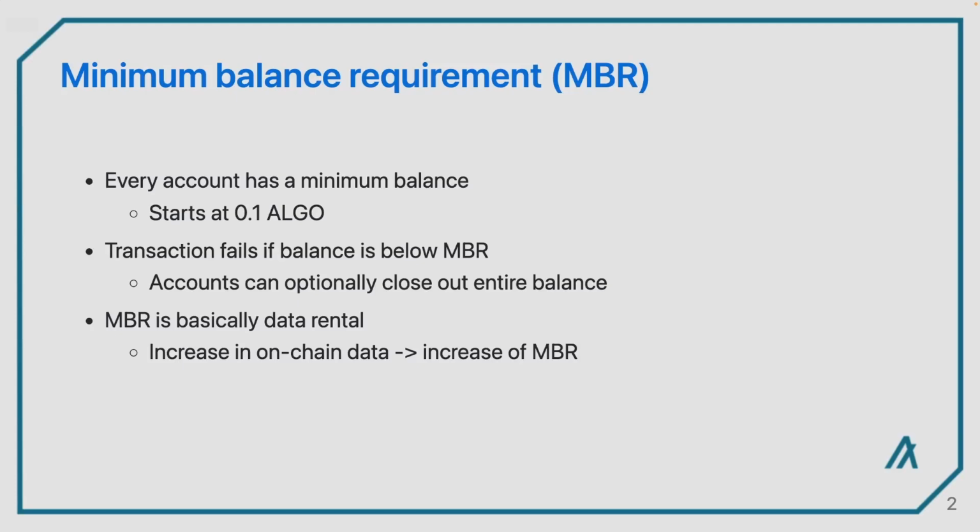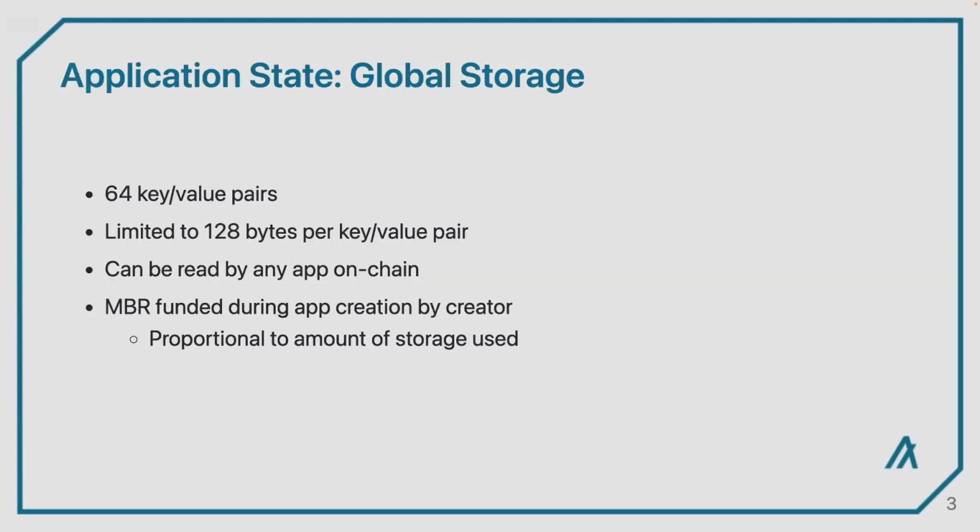The only exception to this, though, is if the account explicitly closes out their balance. So this means if an account wants to bring their balance to zero, they can send all of their algo to another account. And on the layer 1, the MBR essentially serves as a data rental. An increase in on-chain data results in an increase of MBR. So anytime you're doing something that requires more data, such as creating a smart contract, the MBR of your account is going to go up. So with that out of the way, let's talk about the different types.